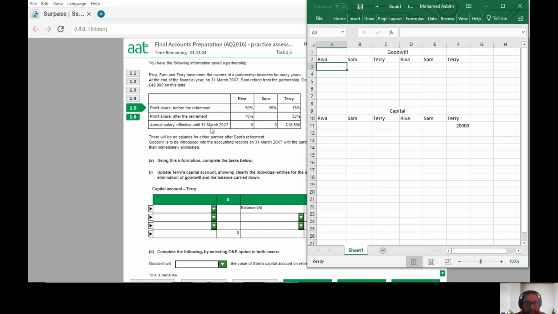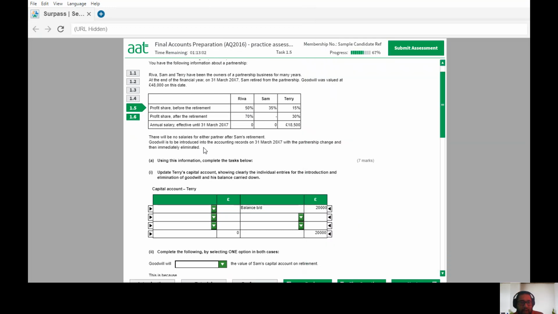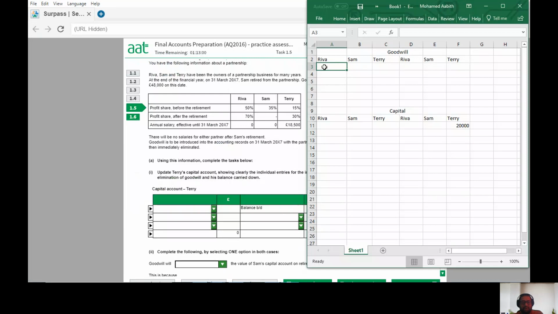Riva, of that £48,000 goodwill, she'll get half of it, 24,000 there. Okay, so 48,000 multiplied by 35% is going to be 16,800 for Sam, and Terry will have whatever is left over. You'll have the scraps of £7,200. Okay, so 7,200. Once the goodwill is created, this is the entry created on the goodwill account.